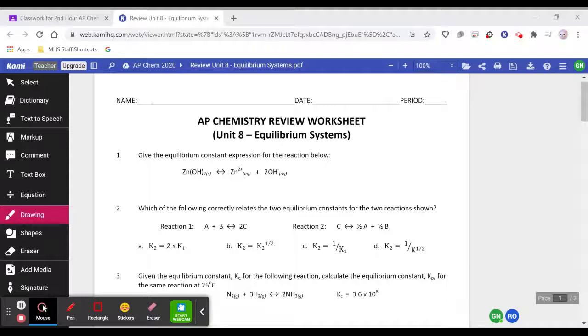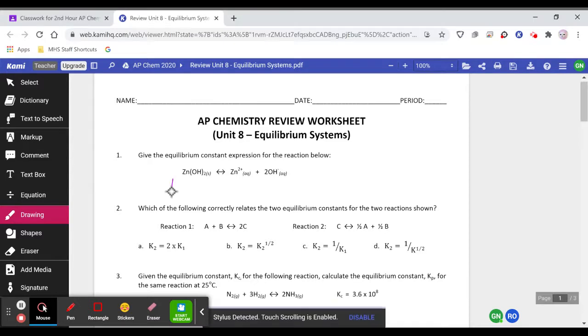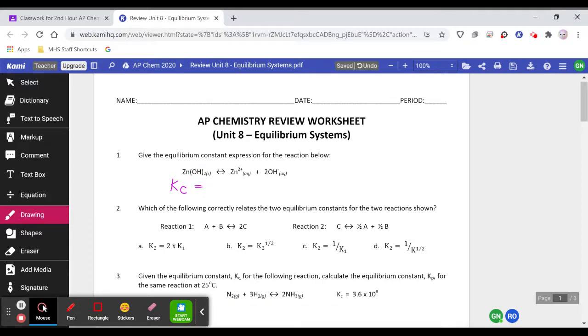Okay, today we're going over the Unit 8 review worksheet. Number 1 says give the equilibrium constant expression for the reaction below. So for that one, we just have our K sub C equals. Remember on this, we get to ignore all pure solids and liquids. So that only reactant there is not going to even show up in our expression here.